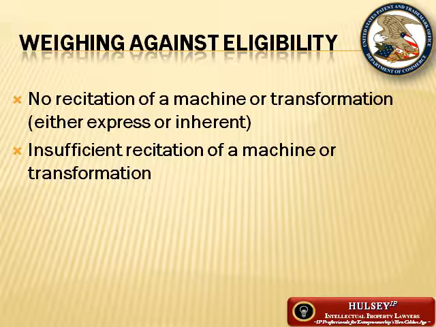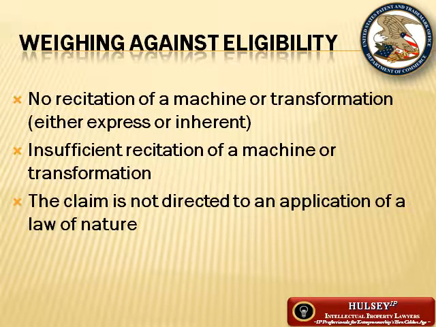A machine that is merely an object on which the method operates, does it satisfy the machine or transformation test? And further, where transformation involves only a change in position or location of the article, or where the article is merely a general concept. In these situations, insufficient recitation exists for the patent claim. Where the claim is not directed to an application of a law of nature, for example, where the claim would monopolize a natural force or patent a scientific fact. Examples may be by claiming every mode of producing an effect that a law of nature may produce. Also, where a law of nature is applied in merely a subjective determination weighs against patentability. And further, where a law of nature is merely nominally, insignificantly, or tangentially related to the performance of the steps. In these situations, the claim is not directed to an application of the law of nature.